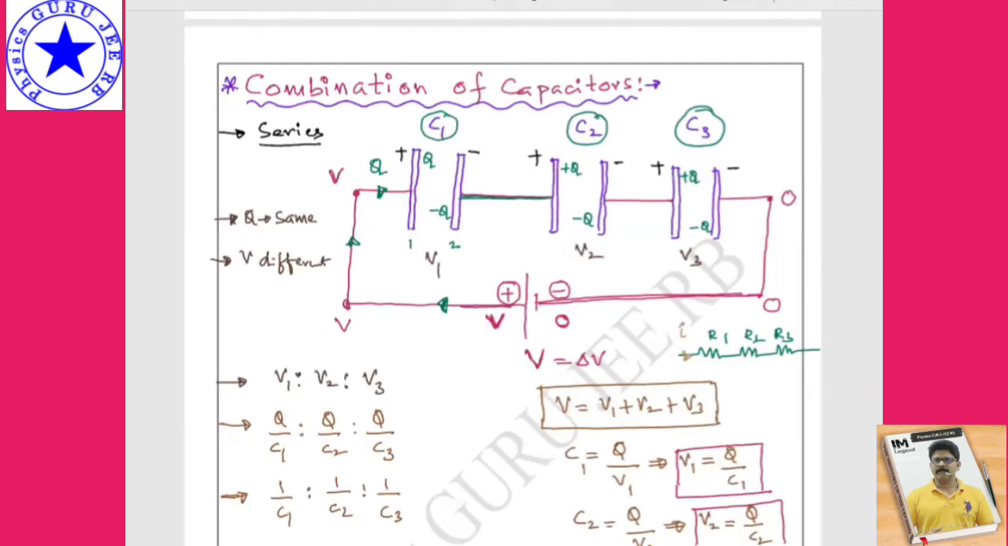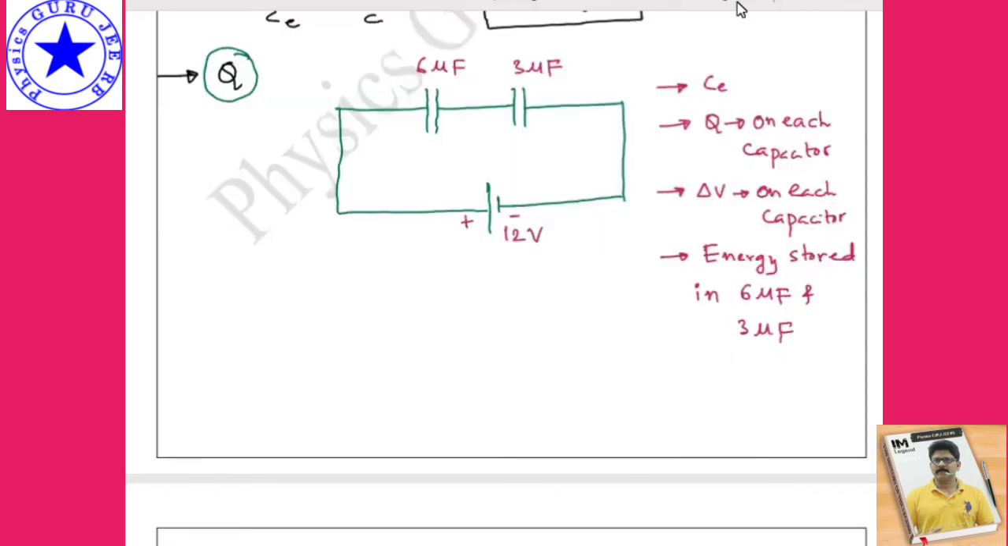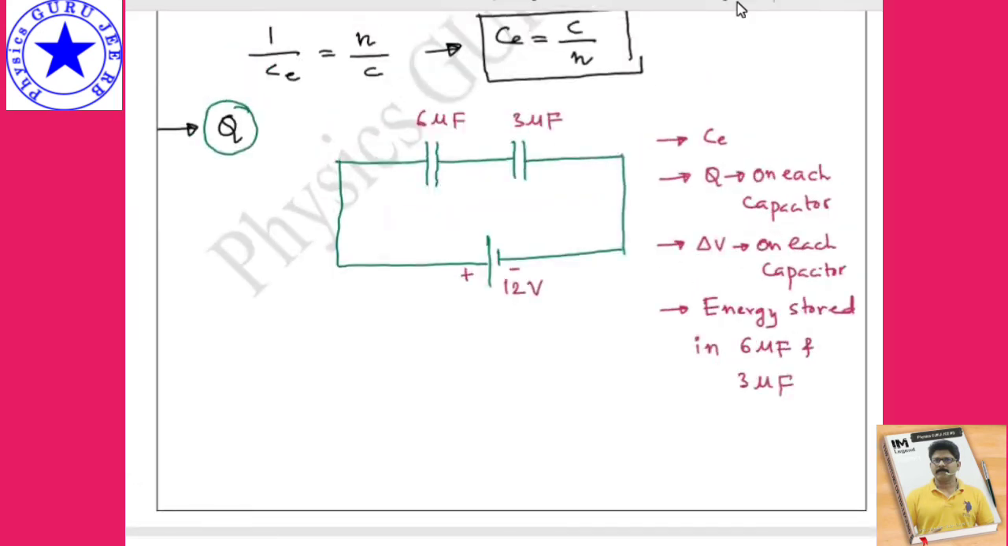So this is the way that we have to give the definition. Hope it is clear. So try to solve this question. Here two capacitors are there. Let me take C1 and C2. Two capacitors, C1 is 6 microfarads and C2 is 3 microfarads, connected to a battery of potential 12 volts. First one we have to calculate effective capacitance.